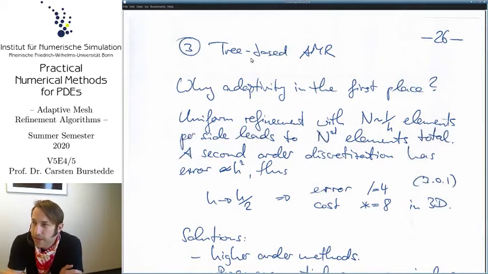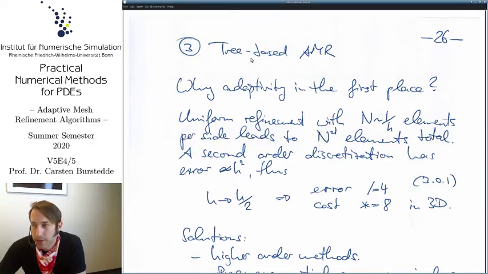Section 3 is tree-based adaptive mesh refinement. We had some introduction to this earlier in section 1. The question, of course, is why would you have adaptivity in the first place? And I talked this over earlier today in our group session. So the essence is that with uniform refinement, you're wasting performance if this high refinement is not always needed or not in all places, in all locations of the simulation.